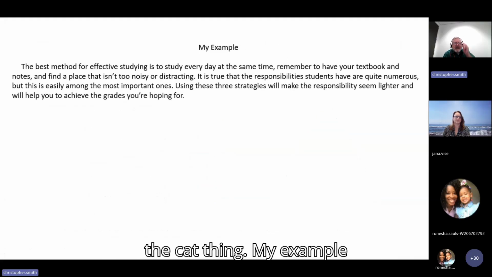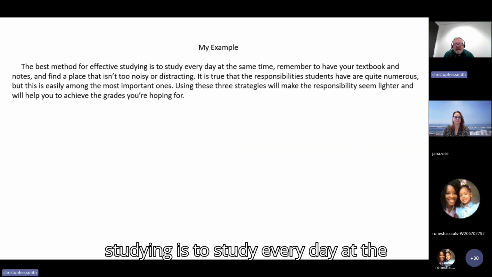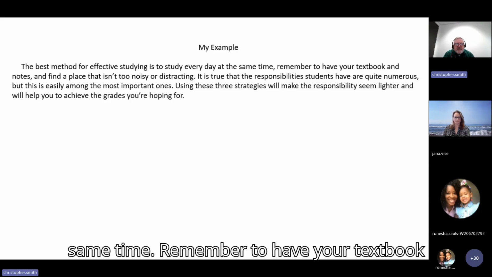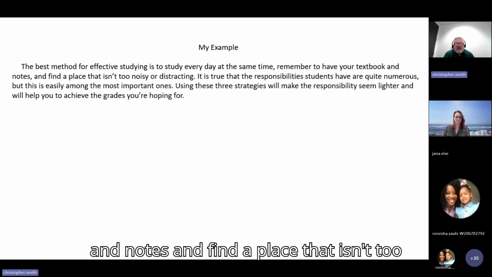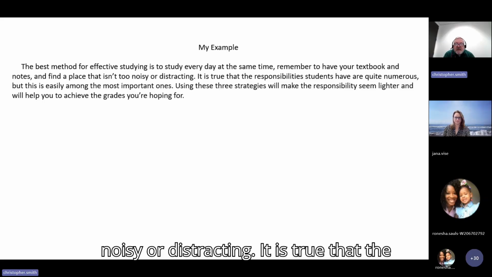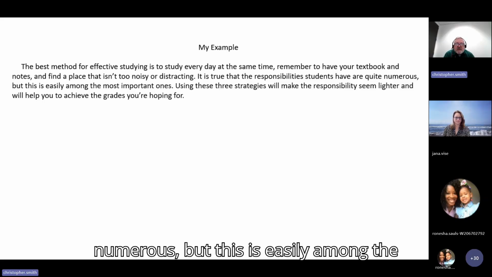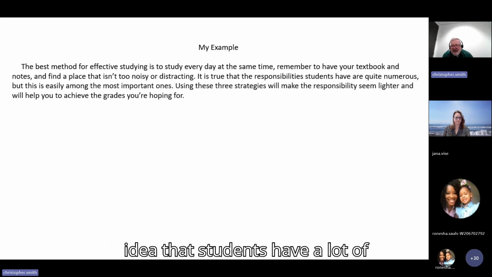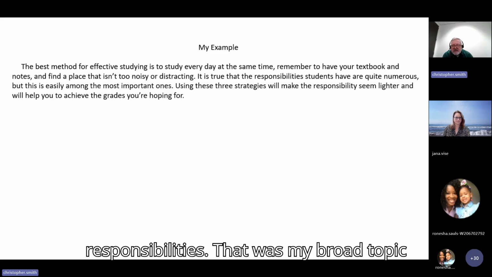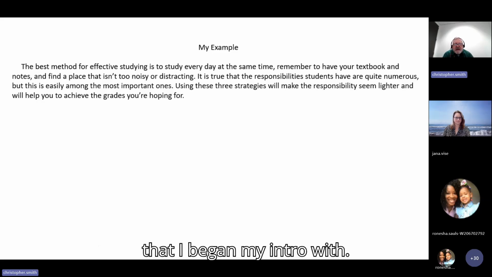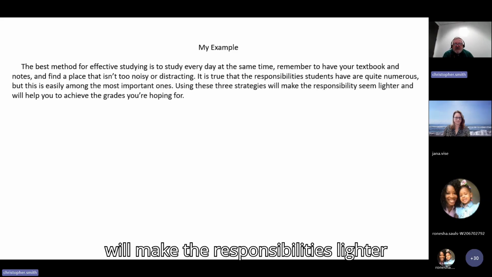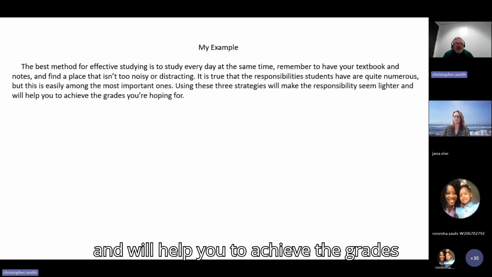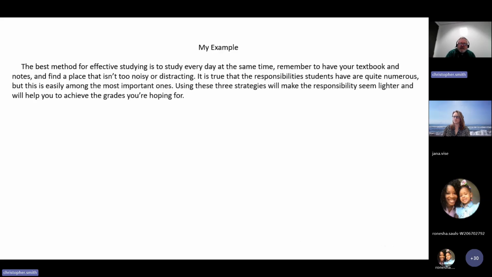My example is, the best method for effective studying is to study every day at the same time. Remember to have your textbook and notes and find a place that isn't too noisy or distracting. It is true that the responsibilities of students are quite numerous, but this is easily among the most important ones. I went back to my idea that students have a lot of responsibilities. That was my broad topic that I began my intro with. Using these three strategies will make the responsibility seem lighter and will help you to achieve the grades you are hoping for.